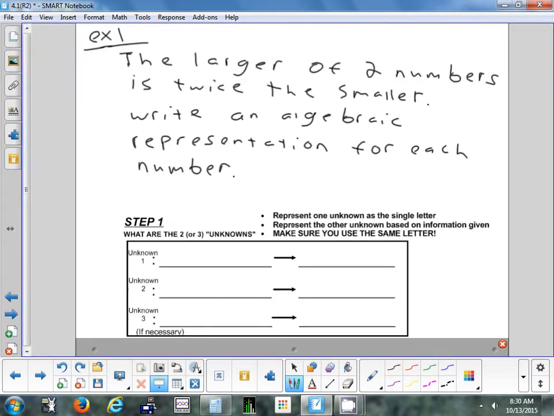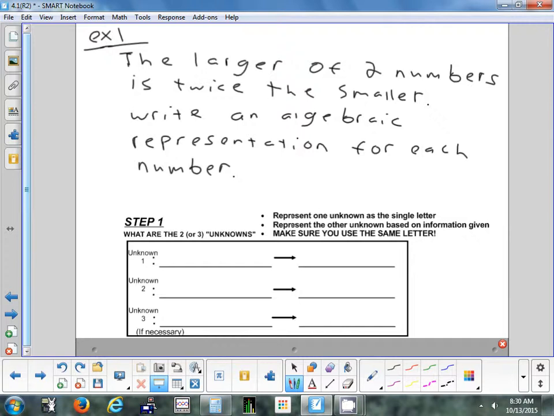First, let's just decide how many unknowns are there in this problem. There's always going to be at least 2, but are there 3? There's 2. Yep, there's just 2, because it says 2 numbers. What are we calling the 2 numbers here?